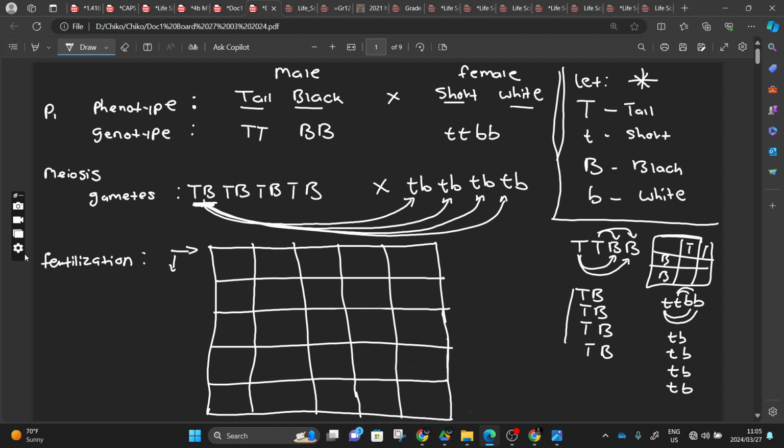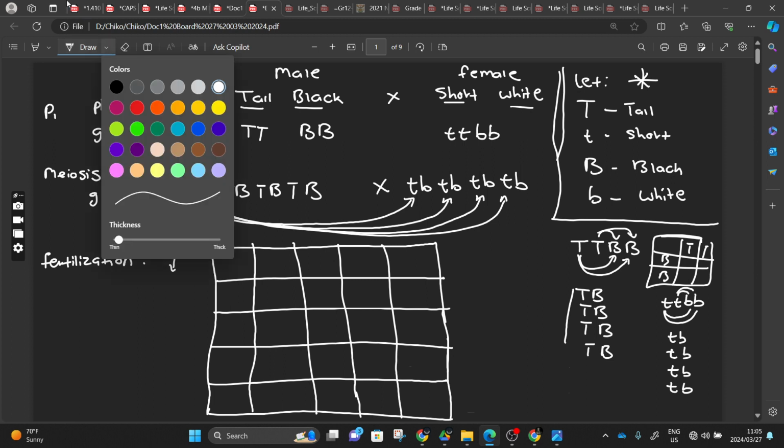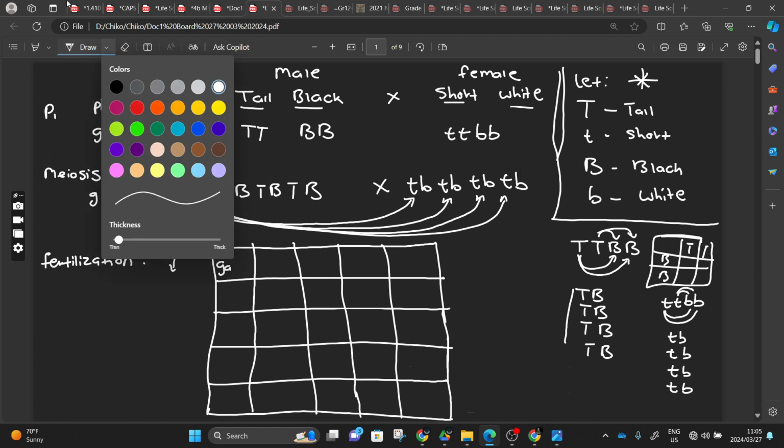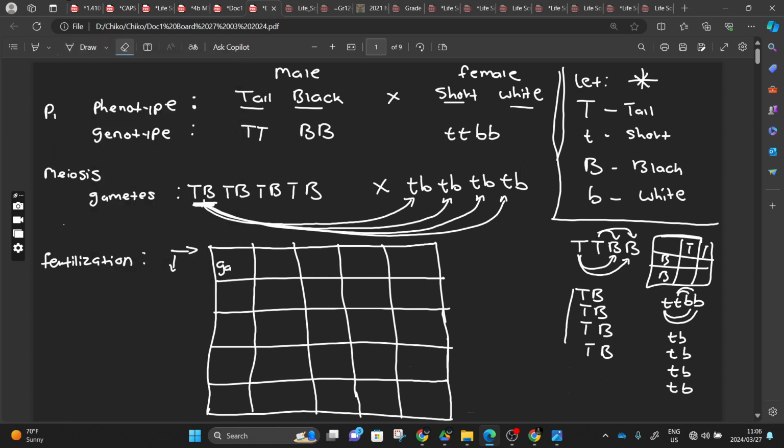You draw this, you are good to go. Let me reduce the pen thickness. And then, okay, it's fine. And then you can see now. And then here you're going to write your gametes. Here you're going to write our gametes. Which gametes? These gametes.